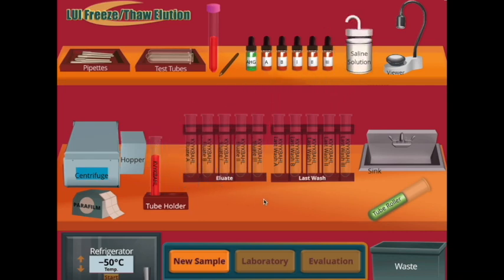You'll record your observations of the last wash and elution samples and decide whether a check cells procedure is required or not. Finally, you'll identify the blood types of a mother and her baby.